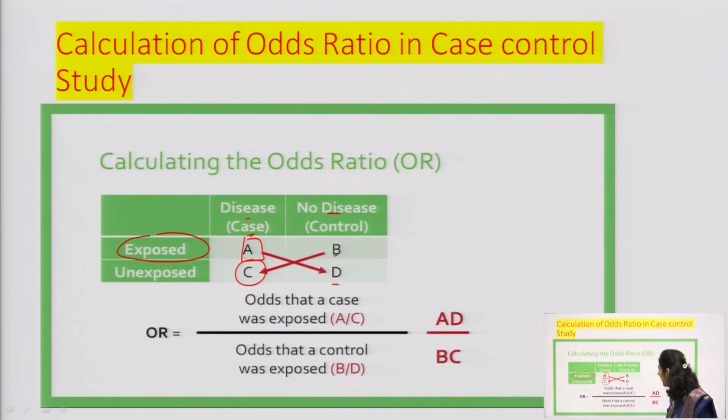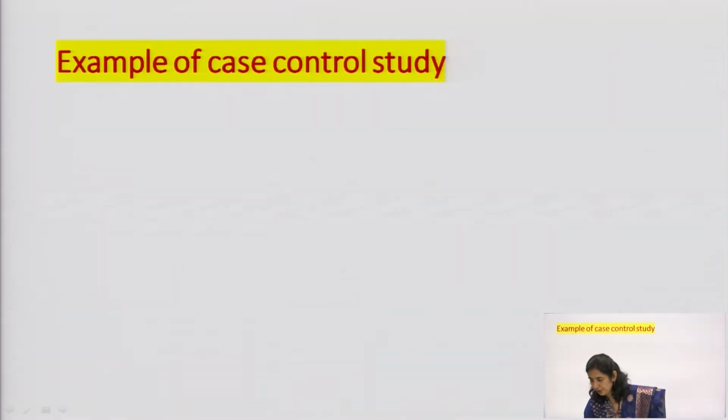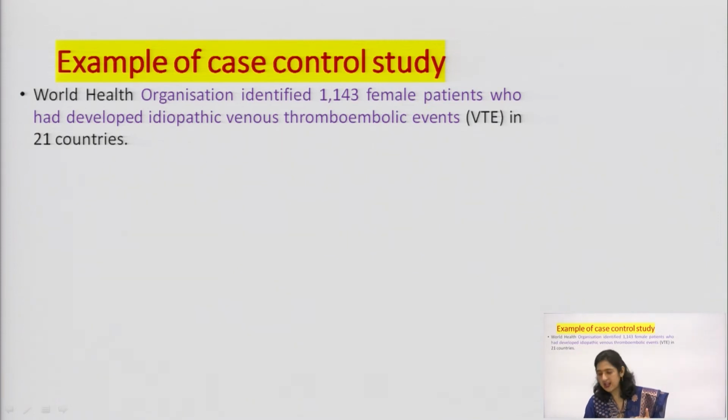So how do you calculate this? Odds ratio: odds that a case was exposed, that's A upon C, divided by odds that a control was exposed, that is B upon D. So we get simply A upon C divided by B upon D. So this D gets crossed up, AD upon BC. So we can calculate the odds ratio. Let's try to understand with the example.